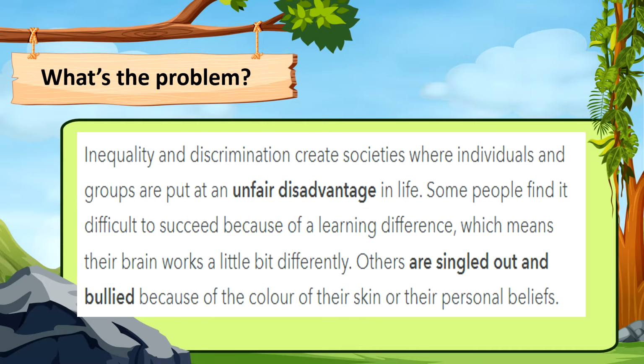Inequality and discrimination create societies where individuals and groups are put at an unfair disadvantage in life. Some people find it difficult to succeed because of a learning difference, which means their brain works a little bit differently. Others are singled out and bullied because of the color of their skin or their personal beliefs.